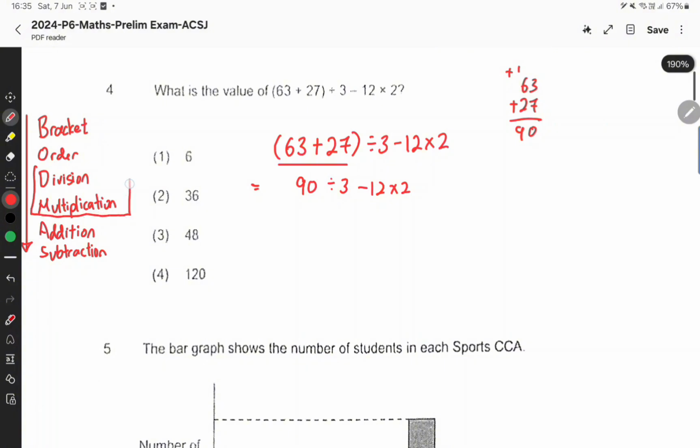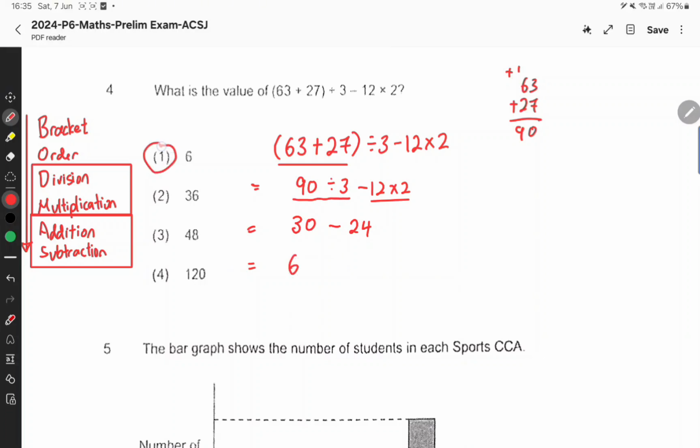This is one entire group, so we're going to underline what we have for the division and multiplication. 90 divided by 3 is 30, and 12 times 2 is 24. After we are done with both, we move on to addition or subtraction. Again, this is a group, so you can do either plus first or minus first, it doesn't matter. So 30 minus 24 will be 6. Therefore your answer is 1.